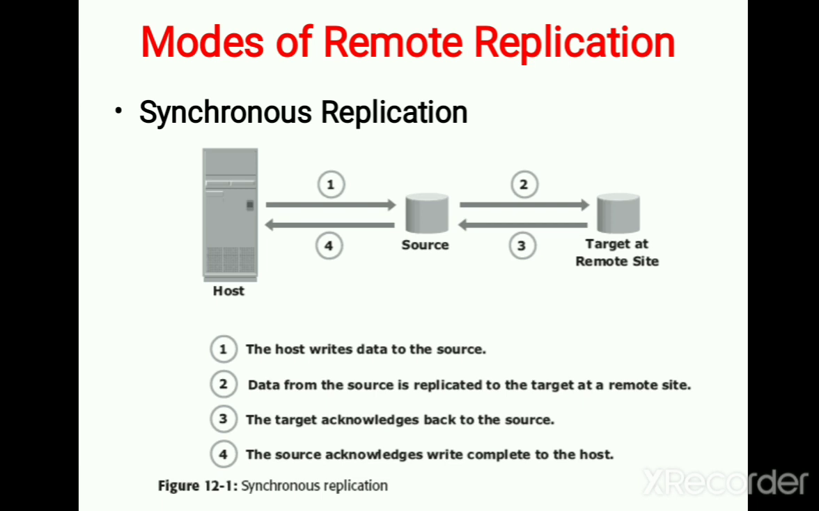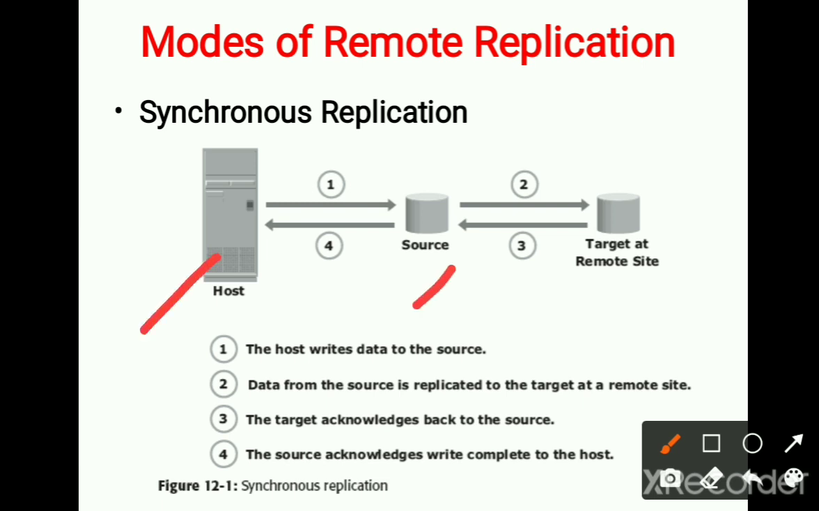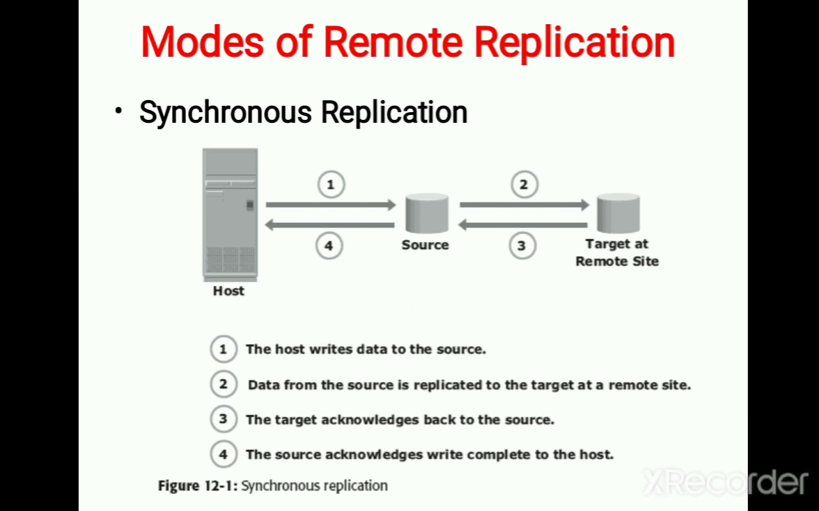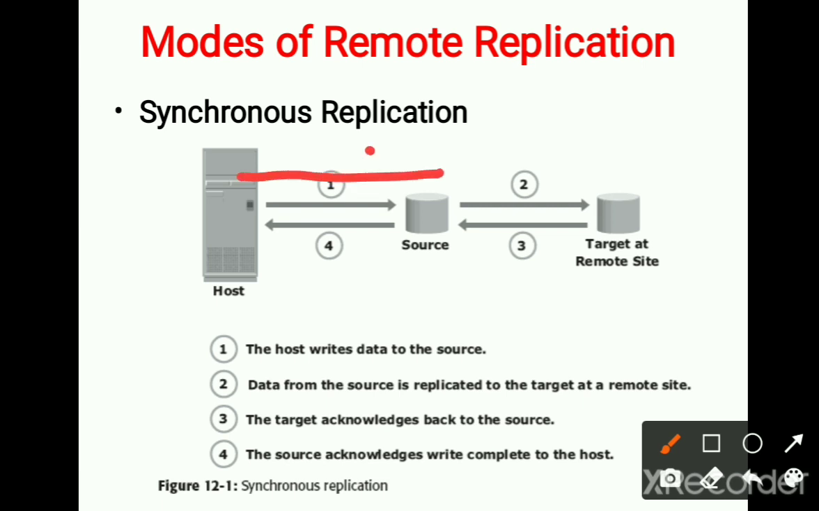In this diagram, we have the host, the source, and the target. What happens here is, as the term states, it is synchronous. The first step is that the data from the host is moved to the source and written to the source. In the second step, the data from the source is replicated to the target at the remote site.